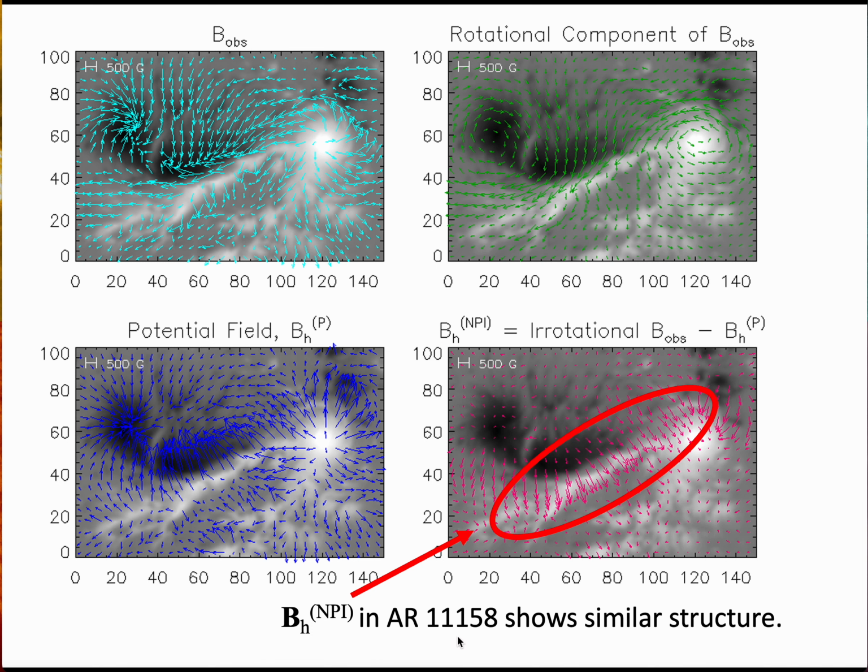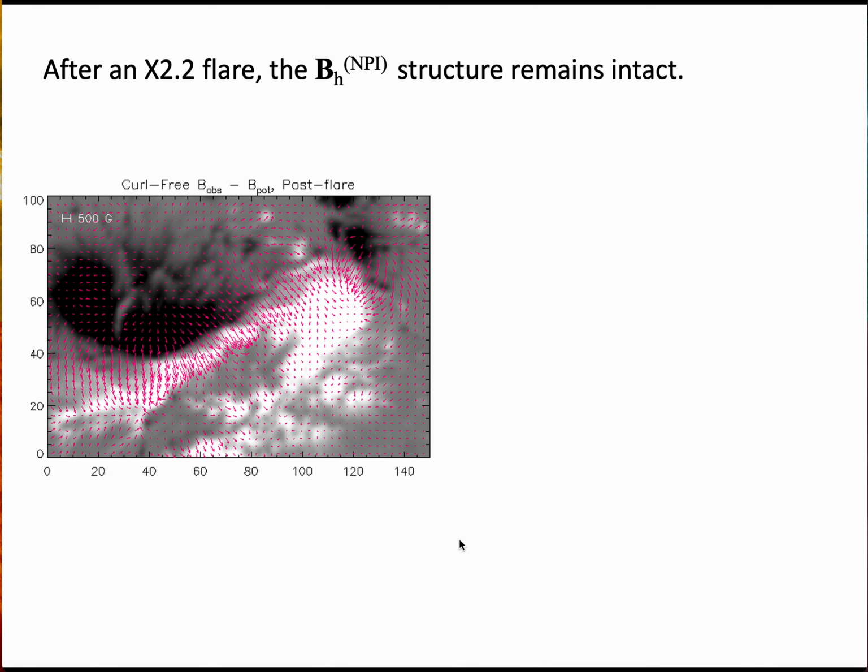You can also see a similar structure in active region 11158. Again, here's a negative region, here's a positive region, and the field points from negative toward positive. The NPI field does. And that's consistent with a coronal current flowing to the left and toward the bottom of the frame in this active region. Again, you can use your right hand rule: in order for the fingers of your right hand to point along here, your thumb needs to be pointed to the left and down. So there's some coronal current there.